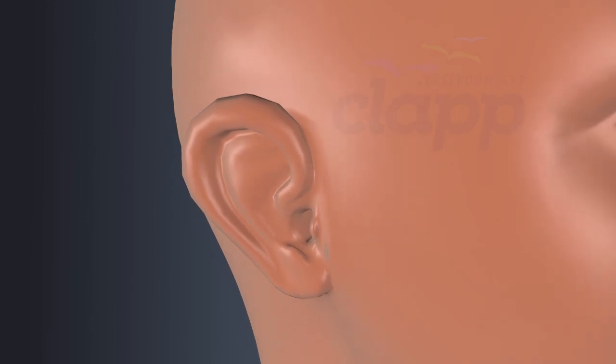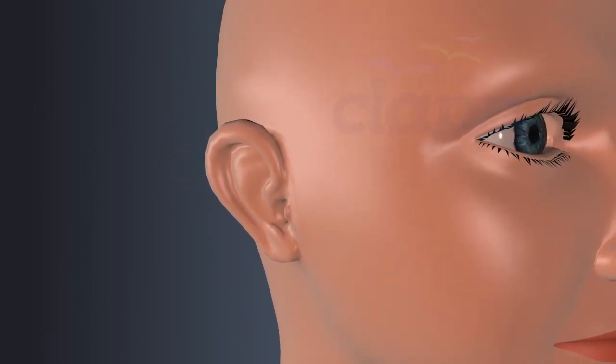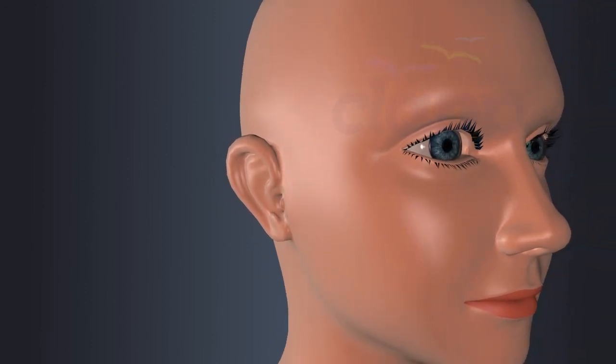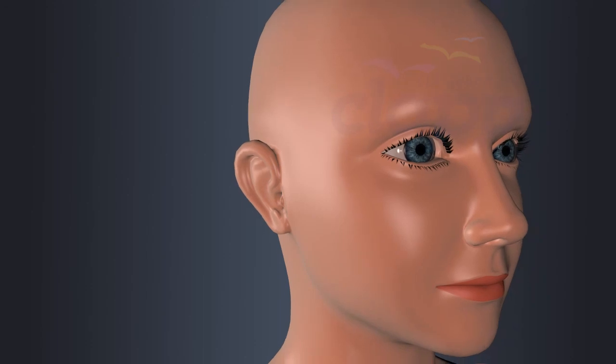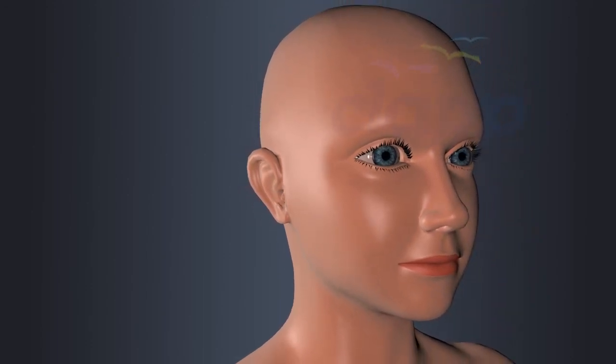Is hearing the only function of ear? No. It has another very important function in the day-to-day activities of human being. Ear is the organ that helps in maintaining the balance of our body.